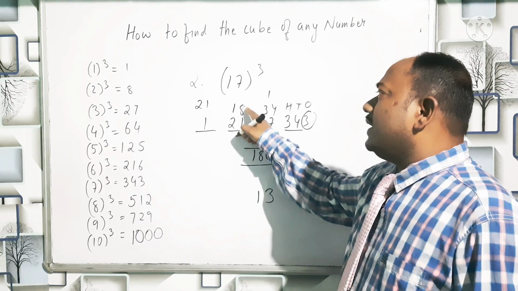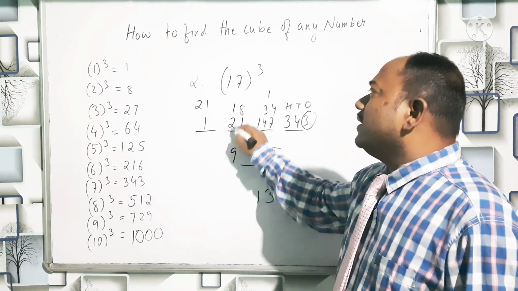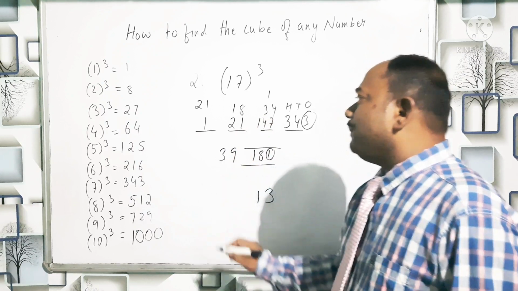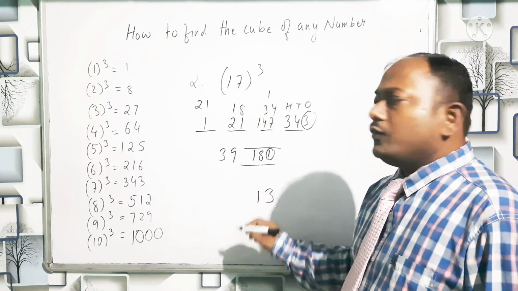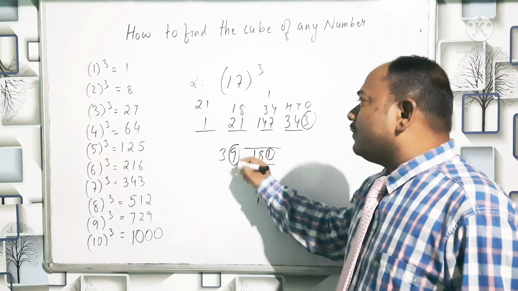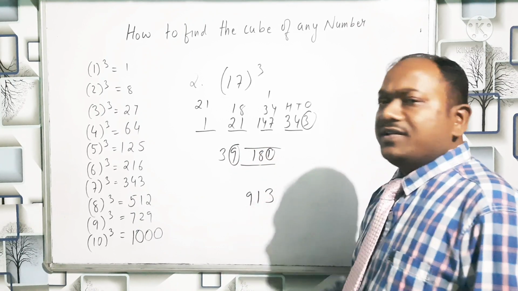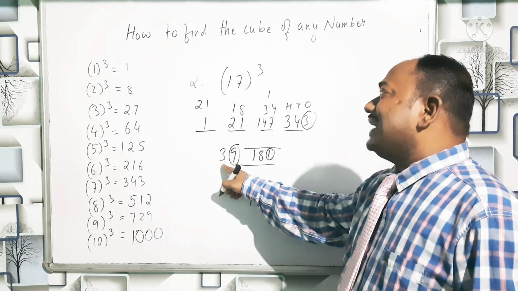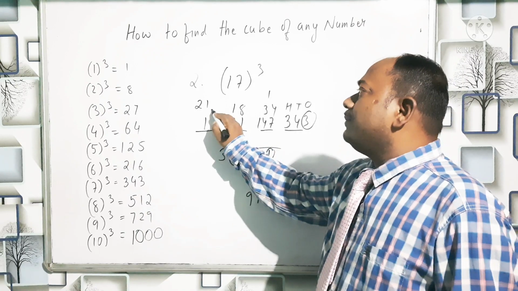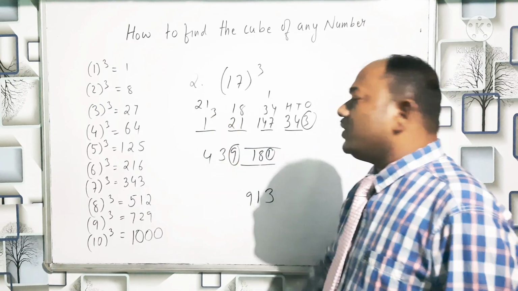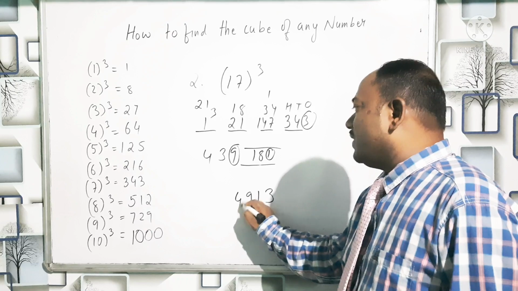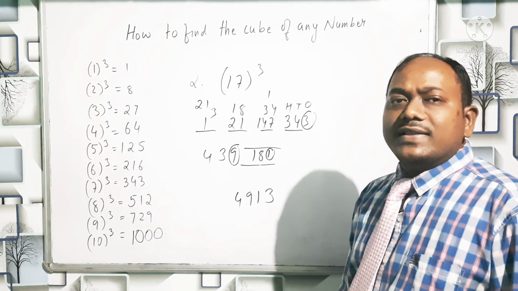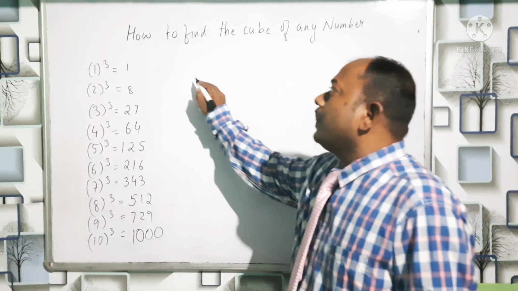Now add it. 8 plus 1, 9, 2 plus 1, 3. So from 39, we'll consider 9 from the ones place. Write 9 here. And 3 will be carried toward 1. So 1 plus 3 equals 4. Answer is 4913.